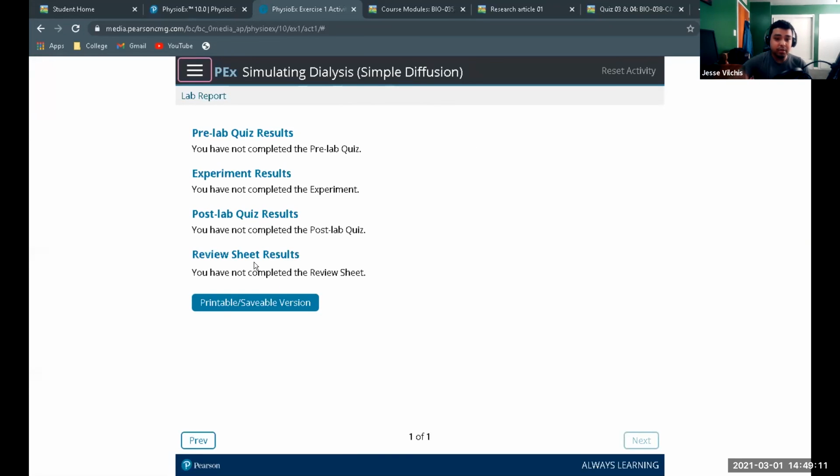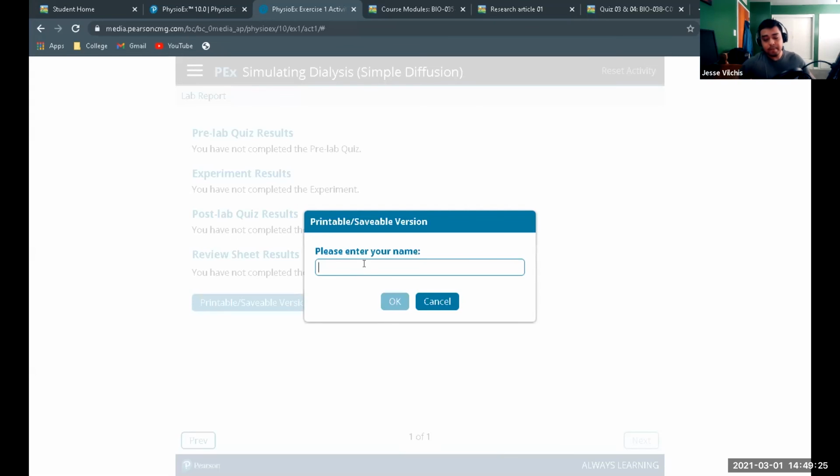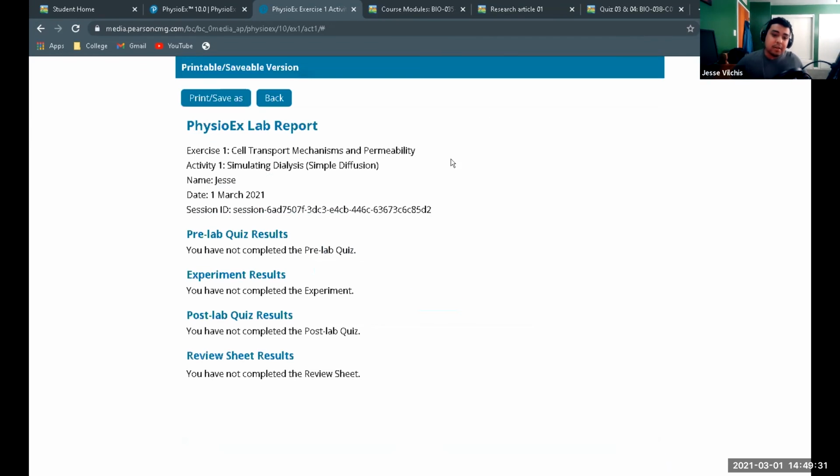So what you guys are gonna have to do is, at the end of everything, do the pre-lab quiz, do the experiment, the post-lab quiz, and then you'll have your results. It's going to have everything that you did in this lab there. You're going to click the printable savable version and put your name. For this purpose, I'll be me. It'll show all your results, your lab quiz results, and everything you did in your experiment. And you're gonna just print, save as.